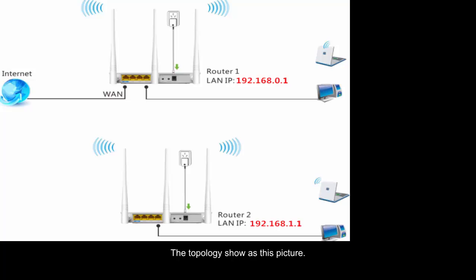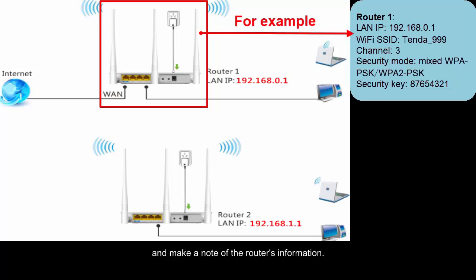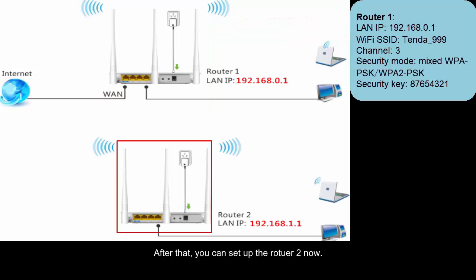The topology shows as this picture. Make sure that router 1 has internet connection, and make a note of the router 1's information. After that, you can set up the router 2 now.